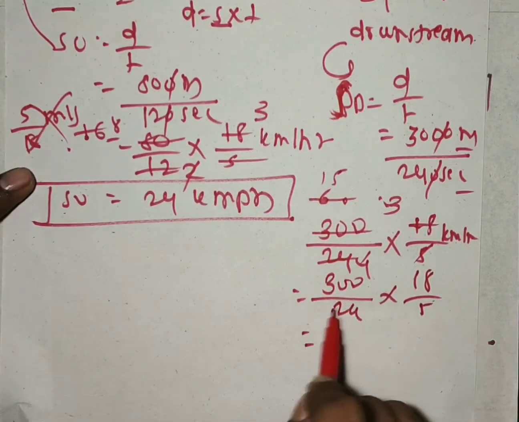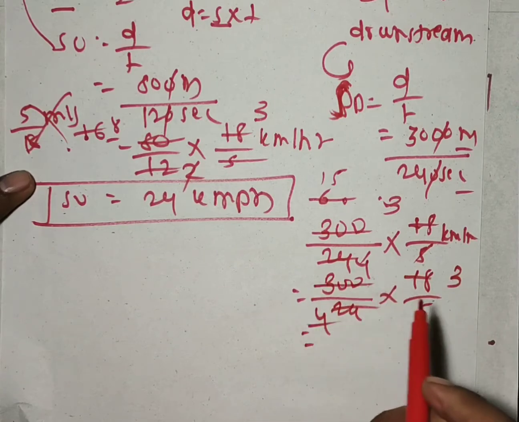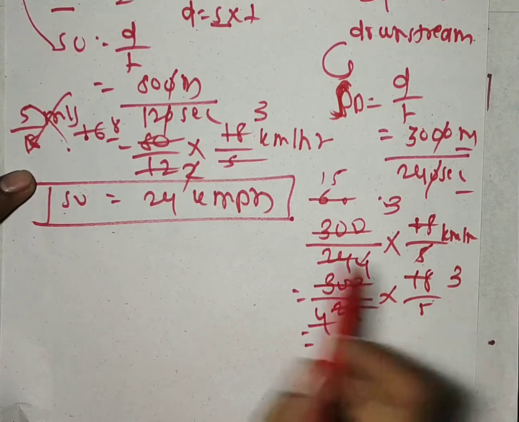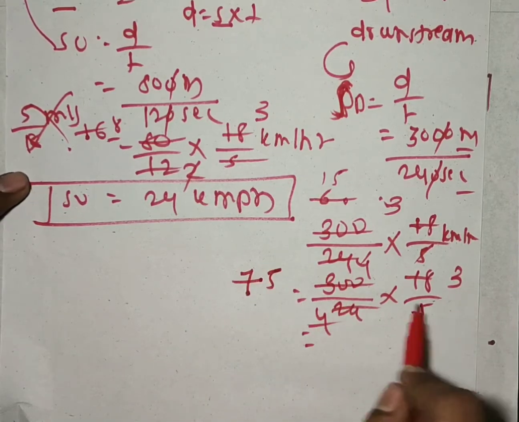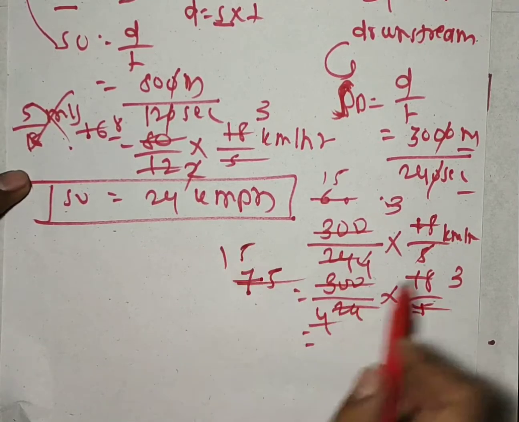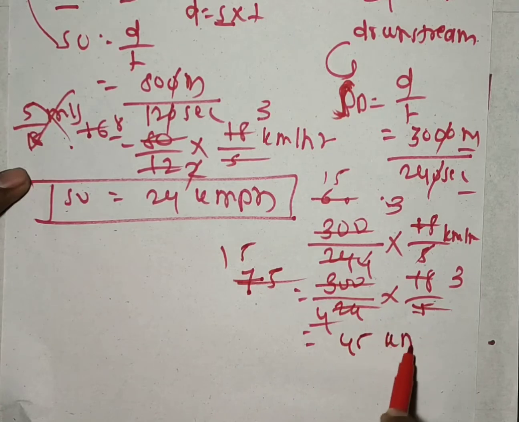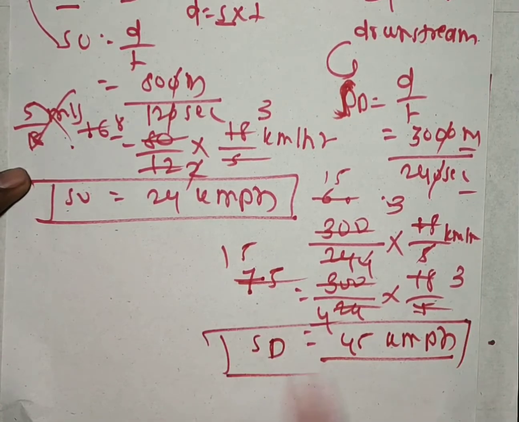Simplifying, the numbers cancel down and we get 15 3s are 45 kilometer per hour. So this is the downstream speed. Downstream speed is 45 kilometer per hour.